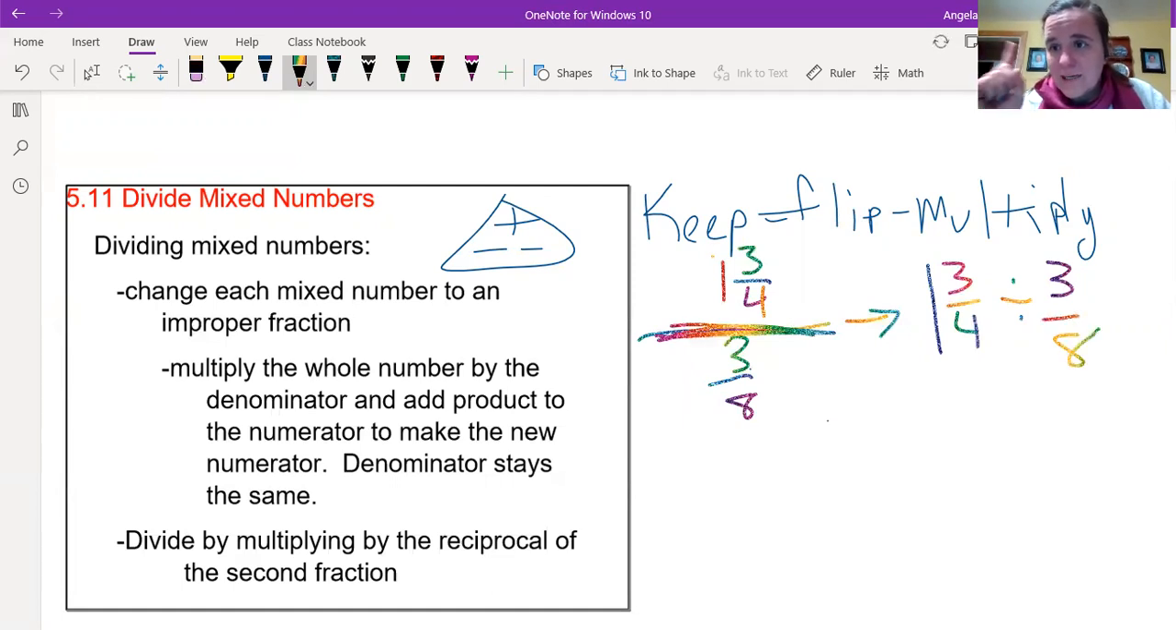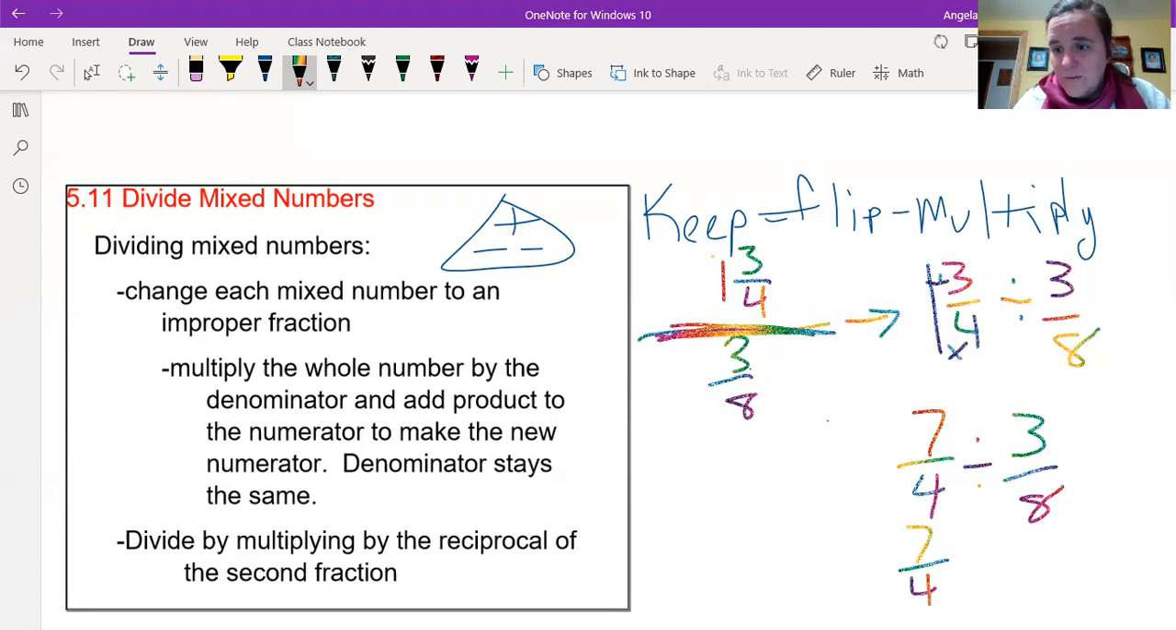Step 1, take my mixed number and make it an improper fraction. 4 times 1 is 4, plus 3, I get 7/4, divided by 3/8. Okay, now keep, flip, multiply. I'll multiply, I can cross cancel. So I get 14/3. That is not my final answer.